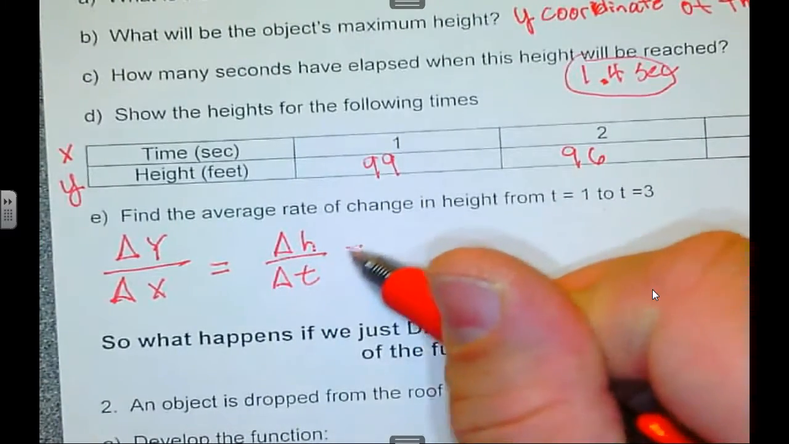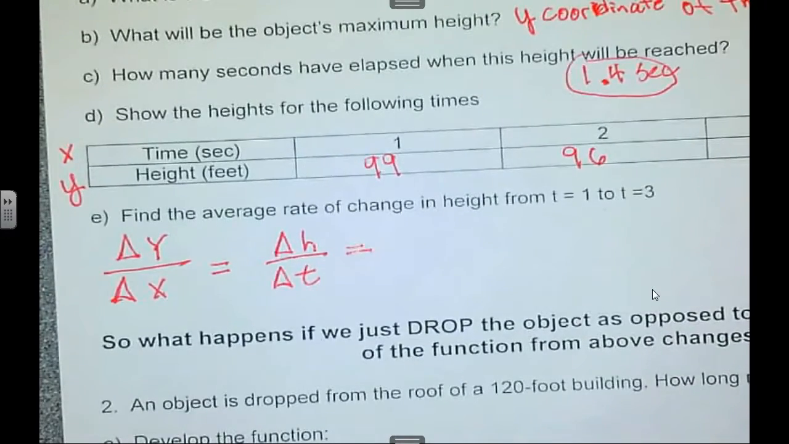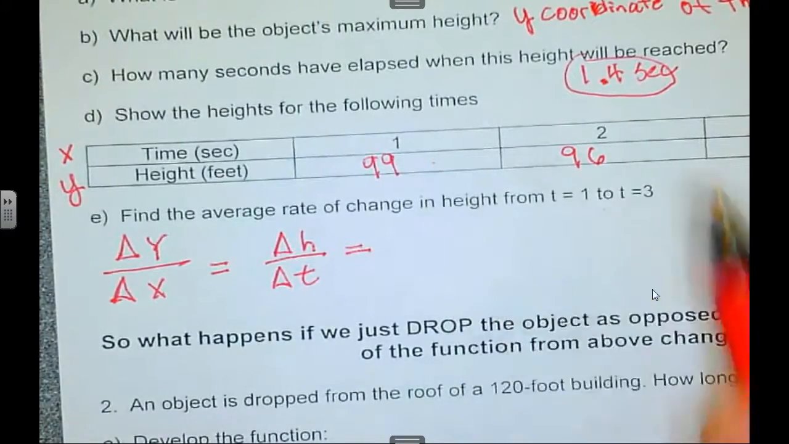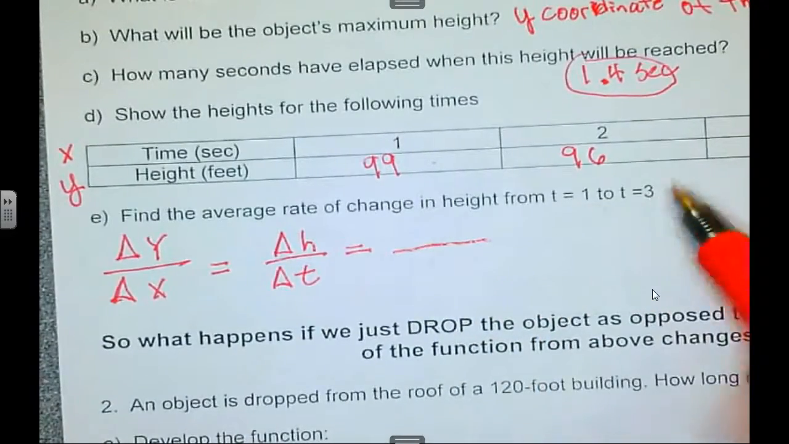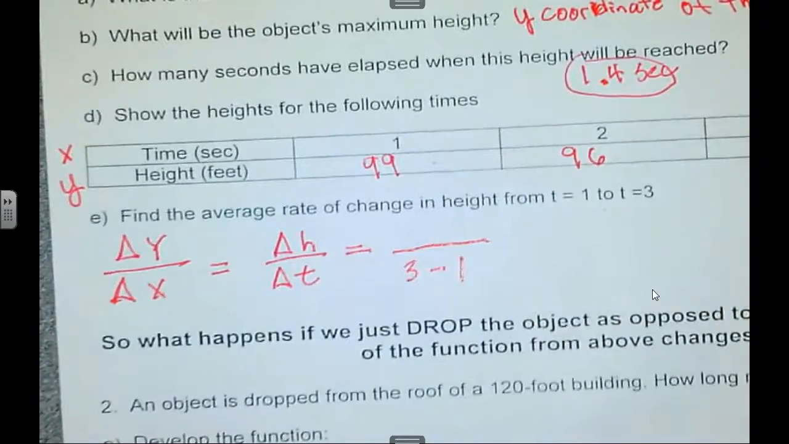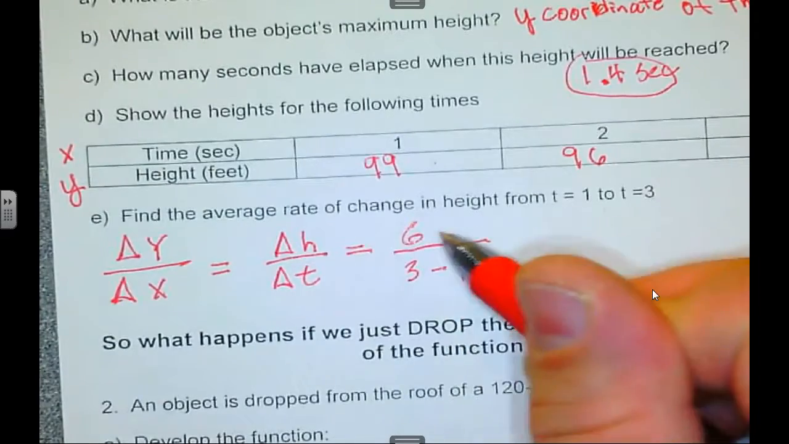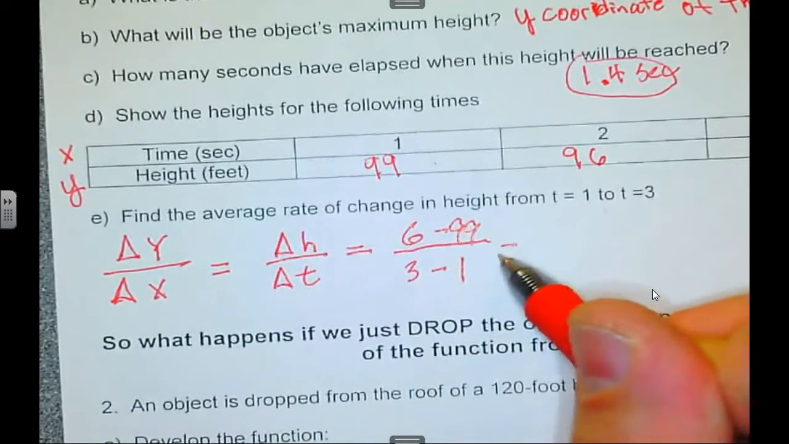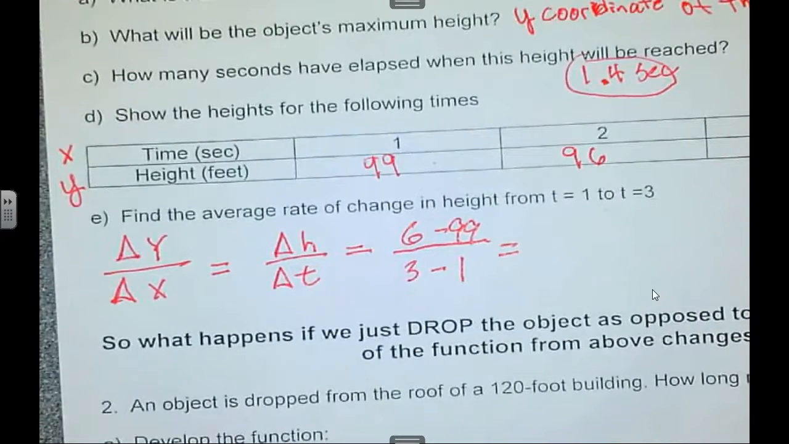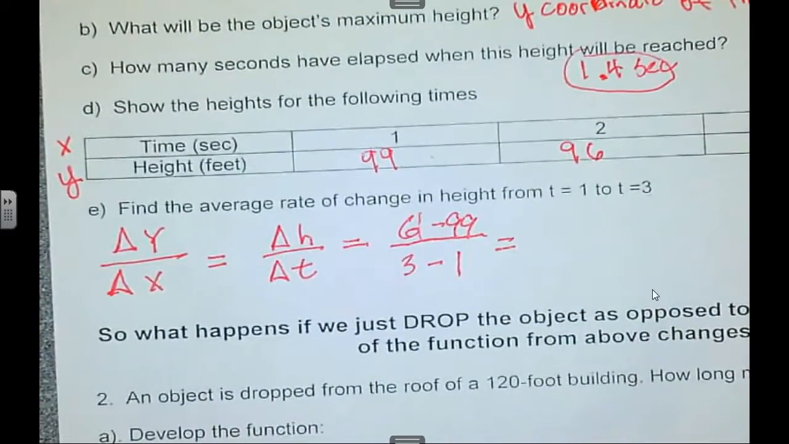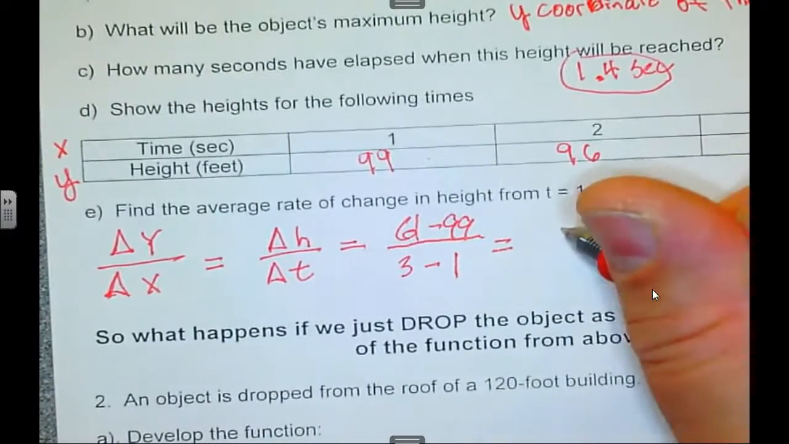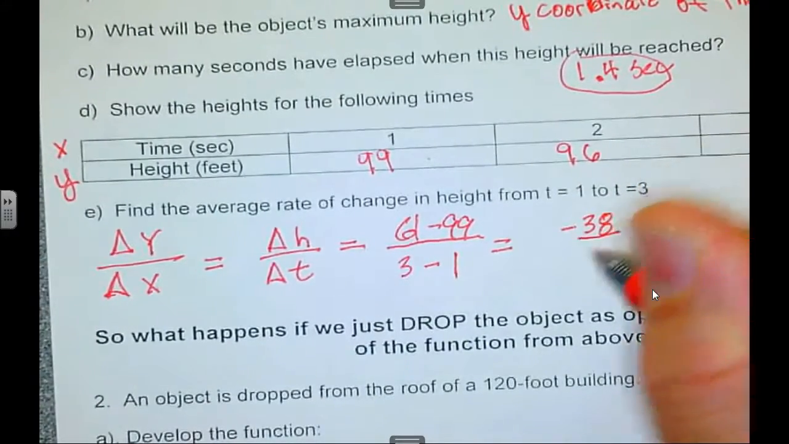So, remember the slope formula? x2 minus x1 goes in the denominator. So I have 3 minus 1 in the denominator, and my height, 61 minus 99. Huh? I did not. I put 61. .38 over 2.